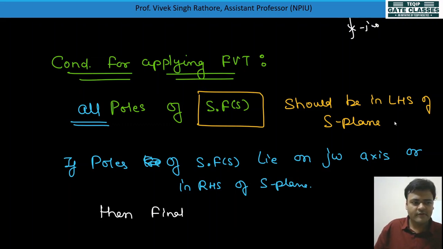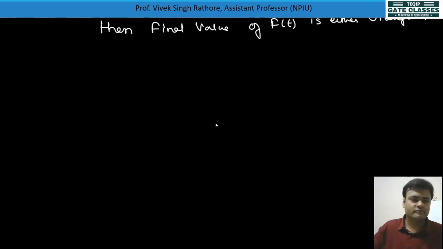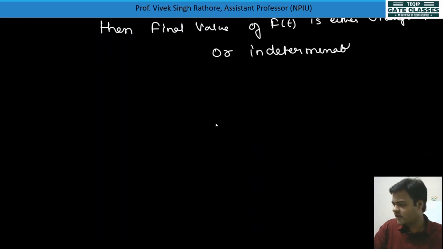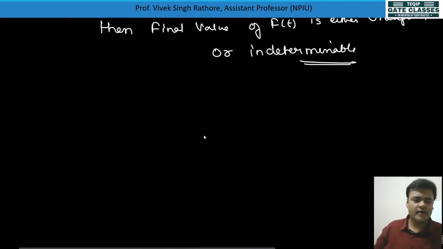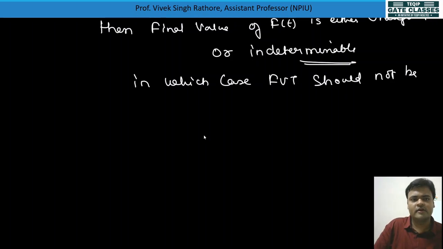the final value of f of t is either undefined or indeterminable, in which case the final value theorem cannot be applied, right.